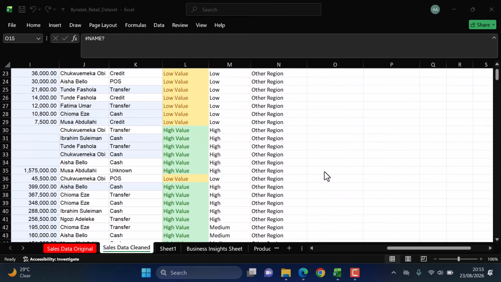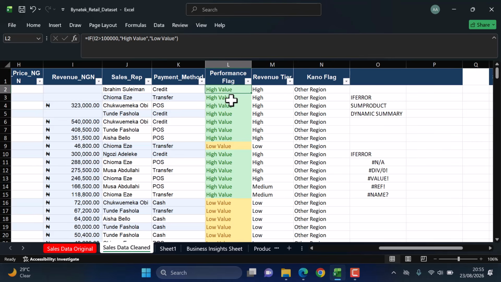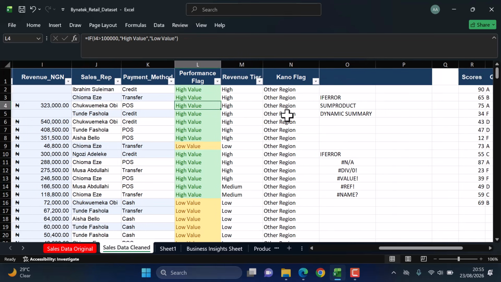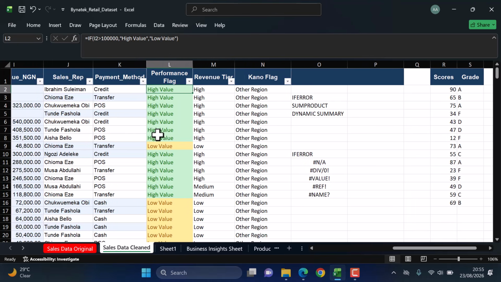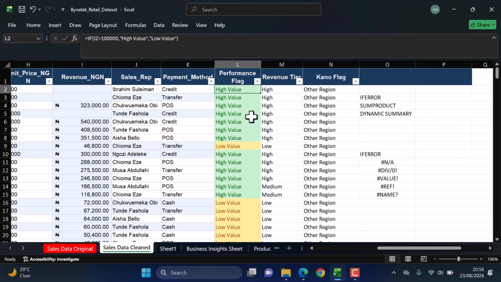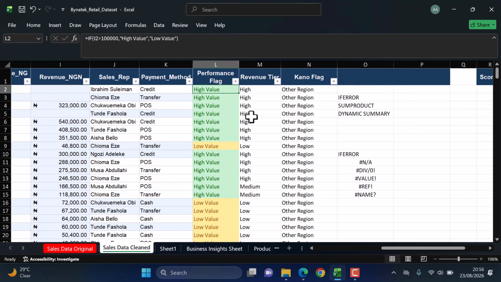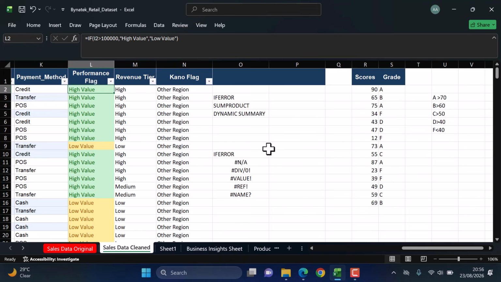We saw an example of this when we were doing performance flag. I think it was when we were doing performance flag. I removed the IFERROR message, so we can do it again. So assuming we want to do the same thing we did with performance flag, because we are using the revenue column to make this performance flag. So assuming, no, this will not work. Let's look at other examples first. Let's use a simple example first.